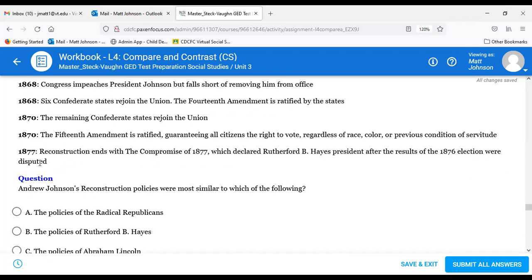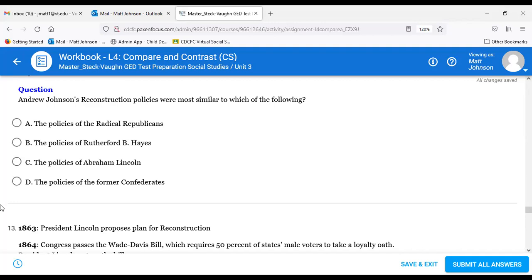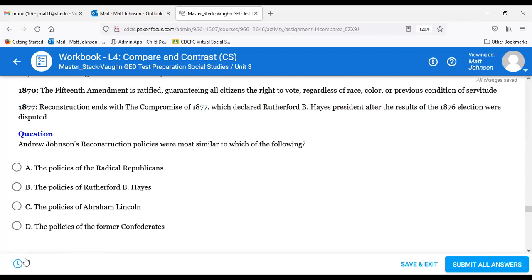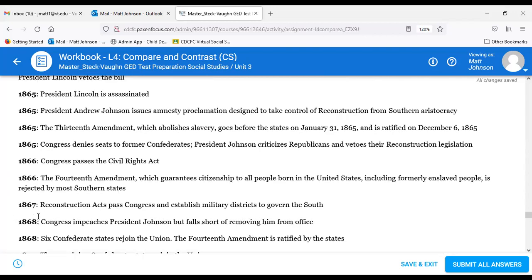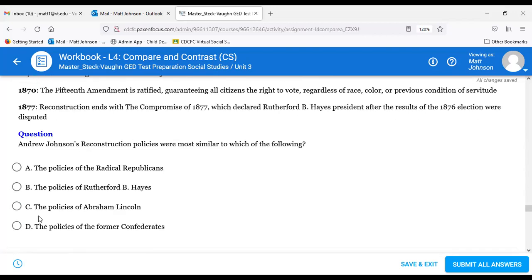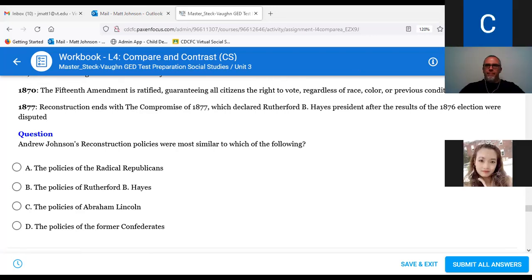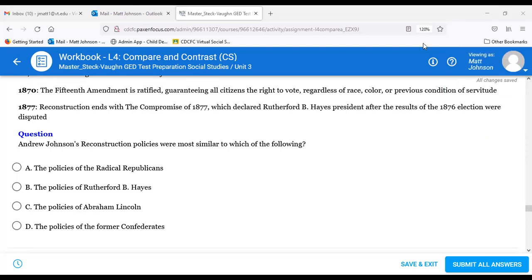And our question 12, Tracy, could you read question 12, please? Oh, wait. I think 12 is up above that. Andrew Johnson's policies were most similar to which of the following? A, the policies of the radical Republicans. B, the policies of Rutherford B. Hayes. C, the policies of Abraham Lincoln. D, the policies of the former Confederacy.